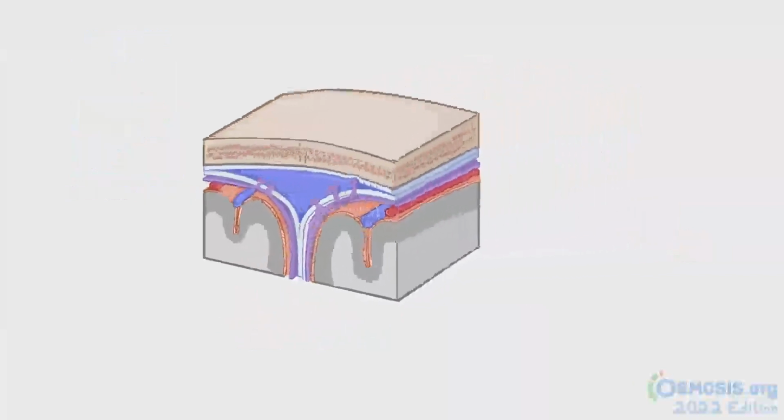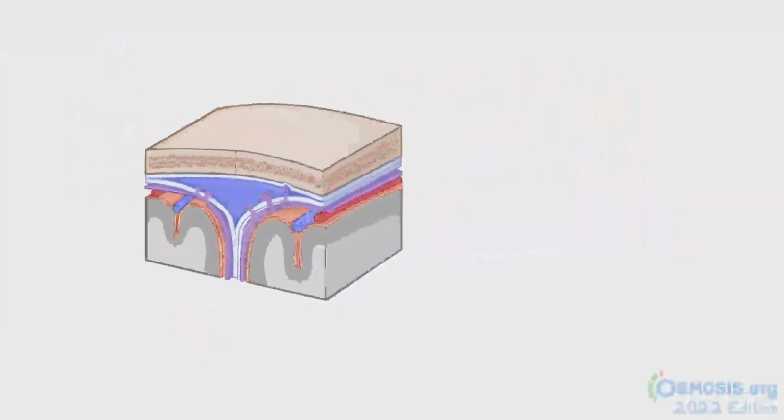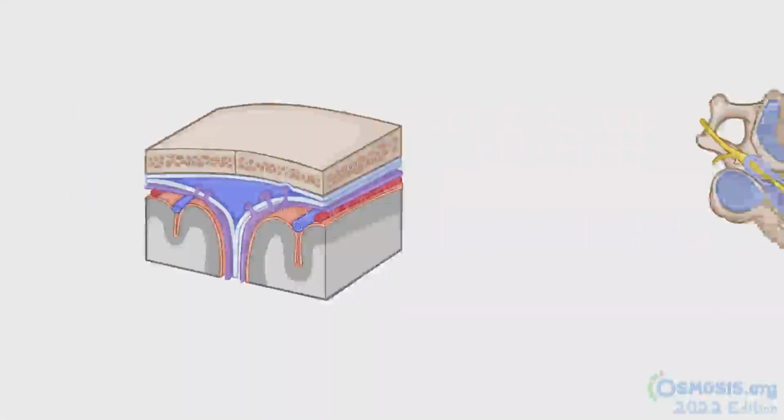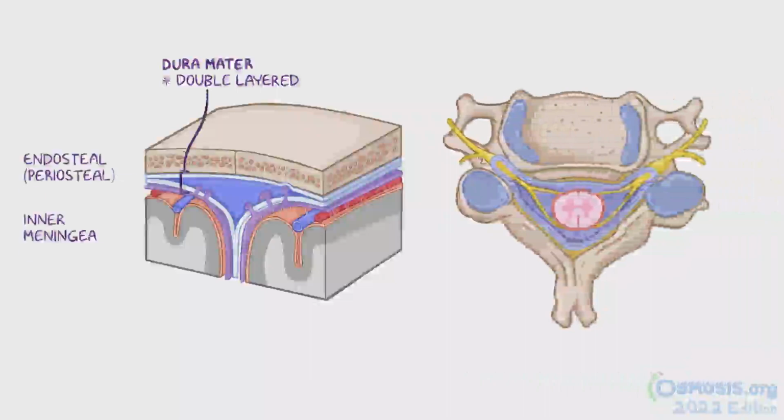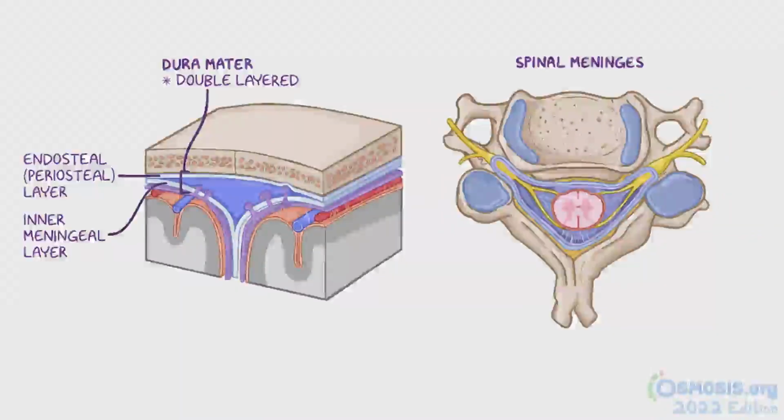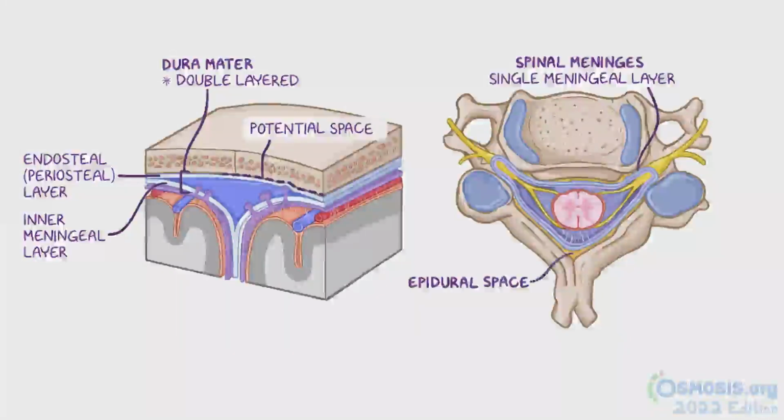In this video, we have focused on the cranial meninges. However, please note that there are slight differences between the cranial meninges and the meninges surrounding the spinal cord. Basically, the dura mater of the cranial meninges is double-layered with both endosteal and meningeal layers, while the spinal meninges only have a single meningeal layer. Also, the epidural space, in relation to the cranial meninges, is a potential space, while the epidural space superior to the dura of the spinal cord is a real space.